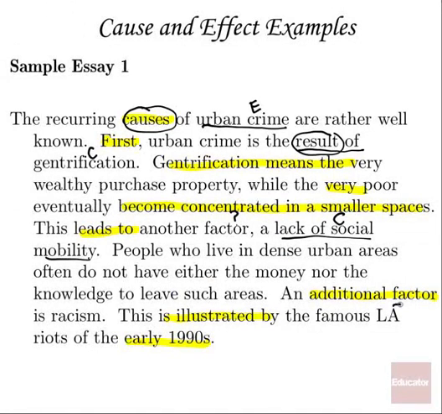An additional factor, and this is the very last one, is racism. And I'm going to put that over as C, another cause. And then we have one example here, a minor supporting detail: the famous LA riots of the early 1990s.